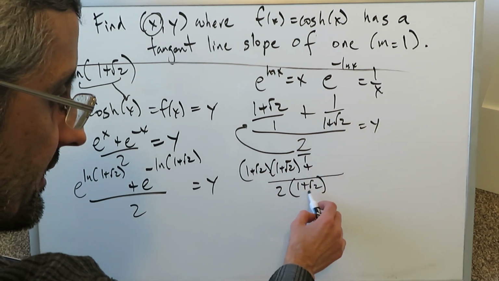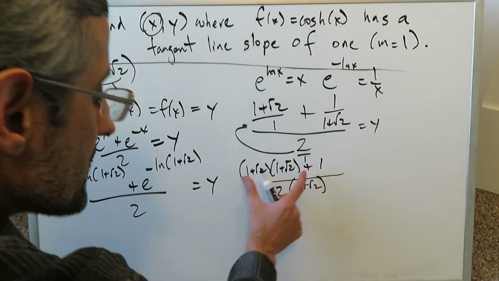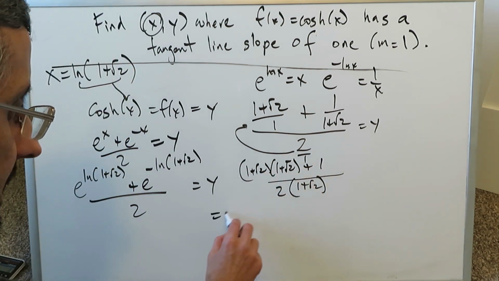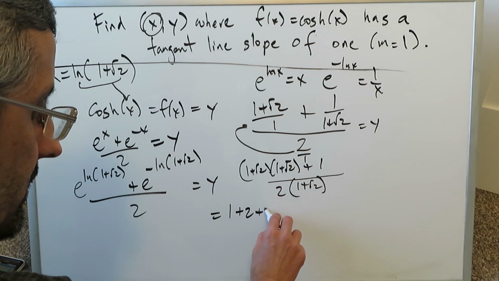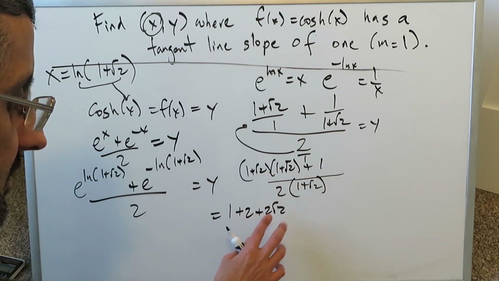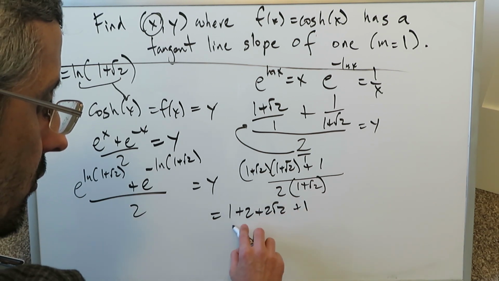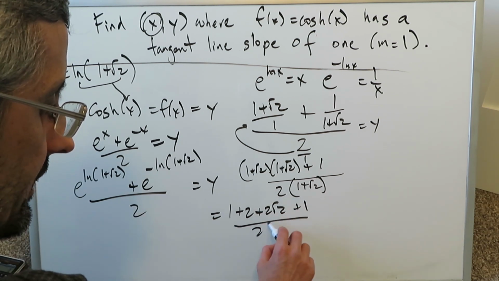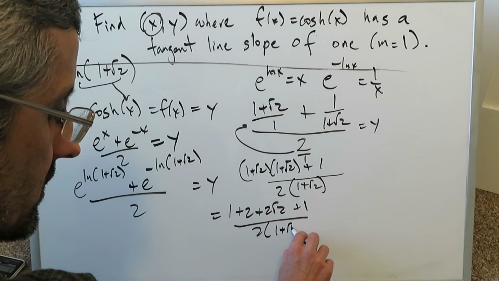1 plus root 2 goes in this 1 time, so you have that. You have to open this up. When you open this up, what are you going to get? You'll get 1 plus 2 plus 2 root 2. A plus b times a plus b is equal to a squared plus b squared plus 2ab, plus 1 over 2. You don't need to open that 1 plus root 2.